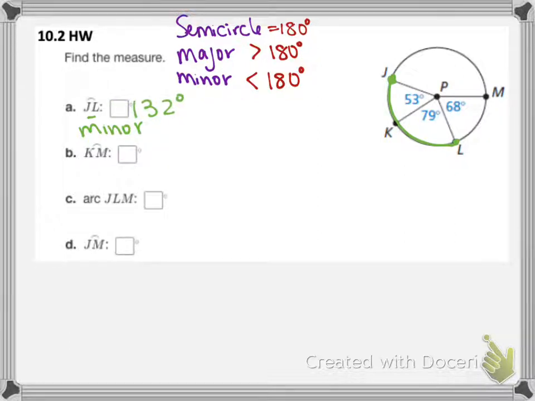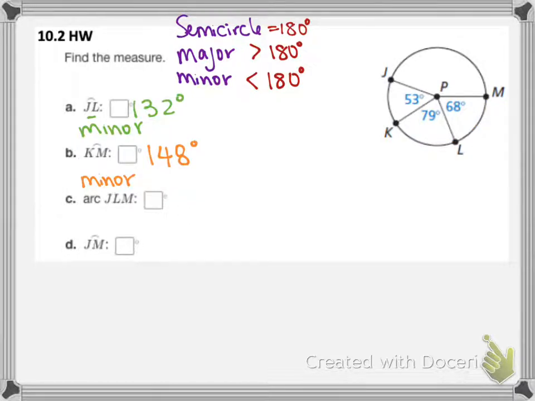Alright, the next one, KM. Since it's two letters, again, it's going to be minor. And then I want to go directly from K, use the shortest route to get to M. So I'm going to add 79 and 68 together, which is 148 degrees.